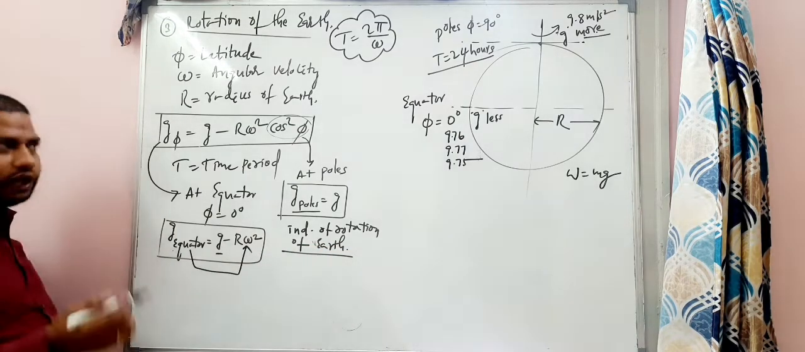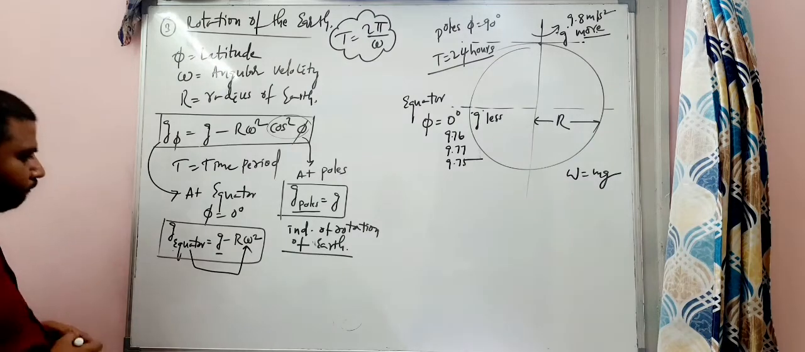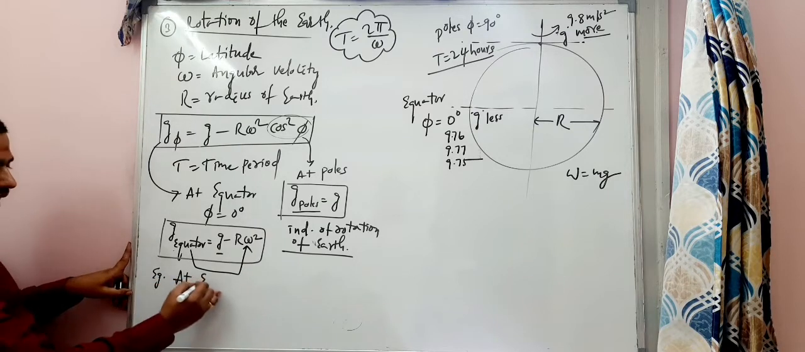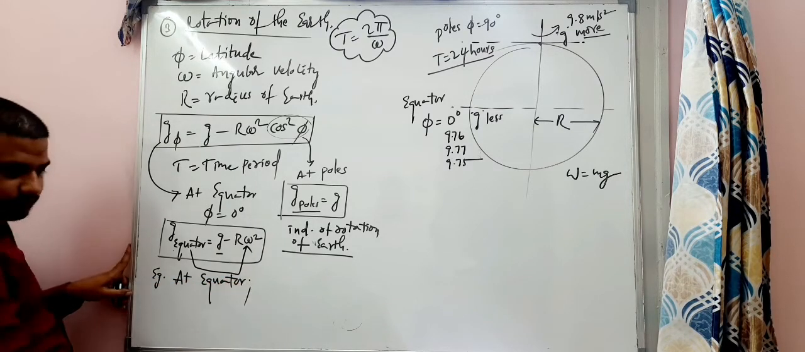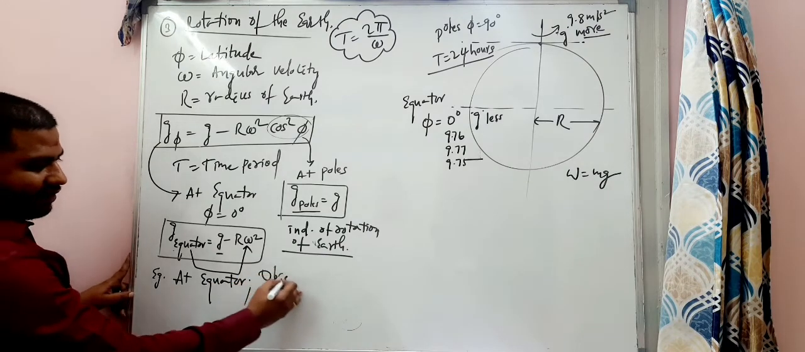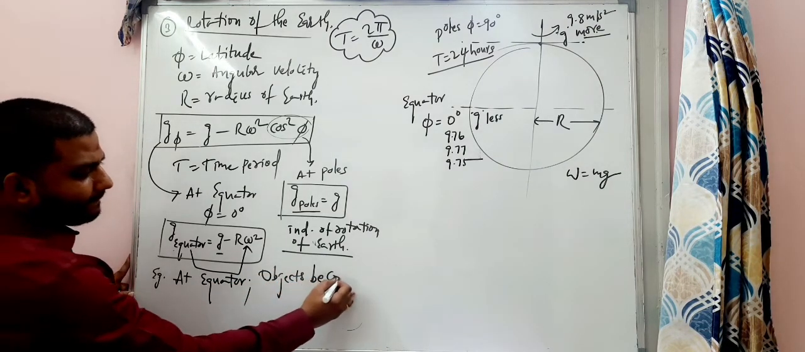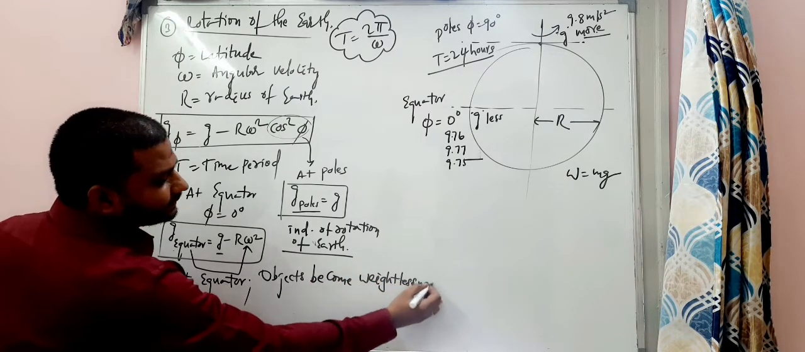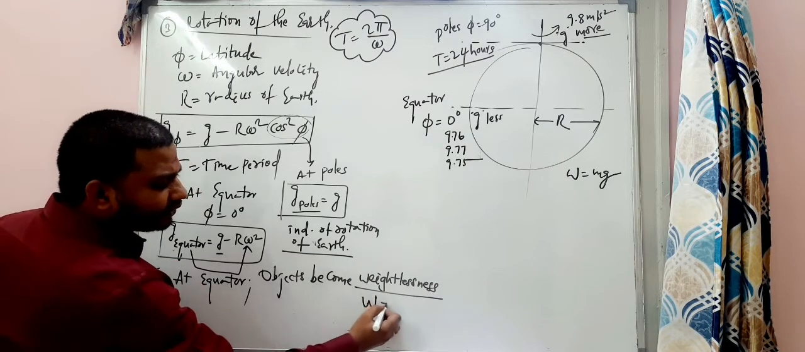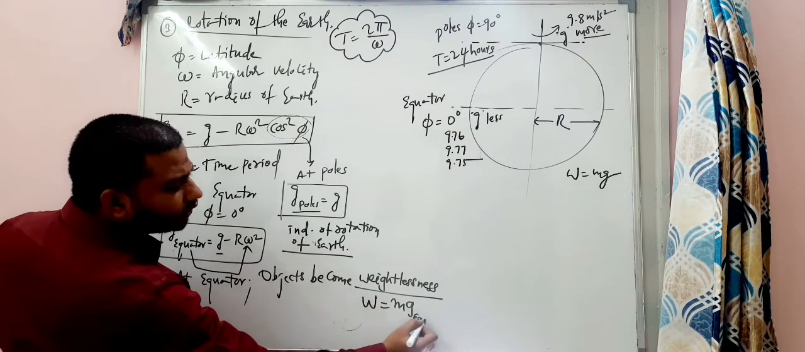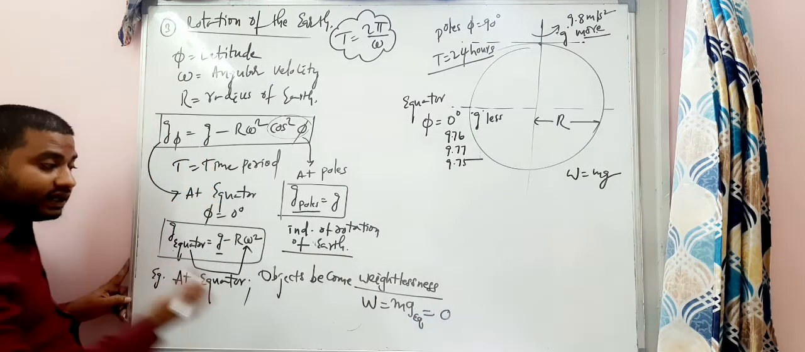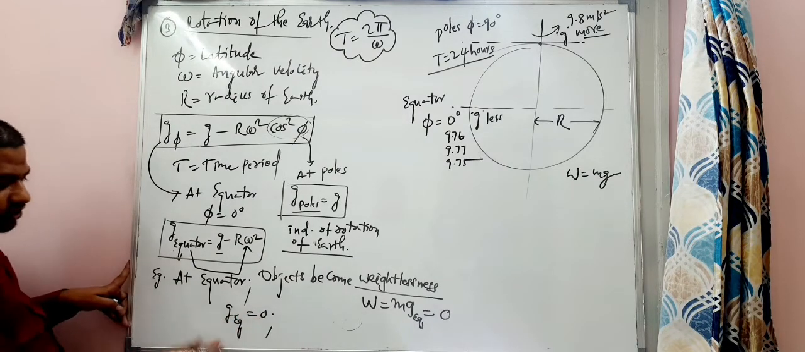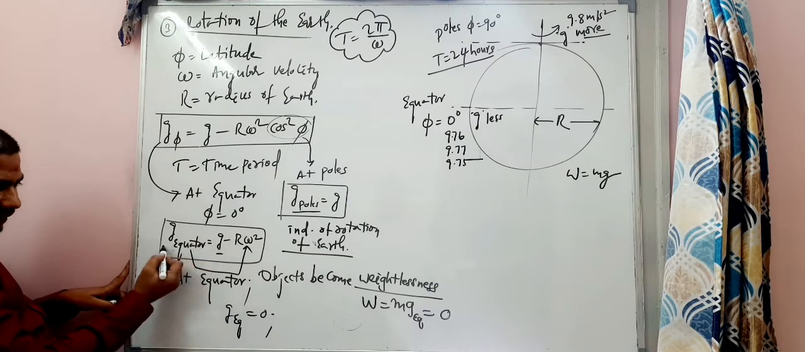Right. Now listen, one point I'll tell you. For example, at the equator, if an object becomes weightless, then W is equal to mg must be 0 at the equator. That means g at the equator must be 0, and this term must become 0.